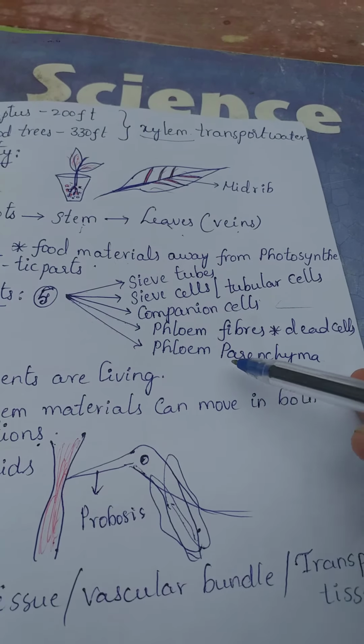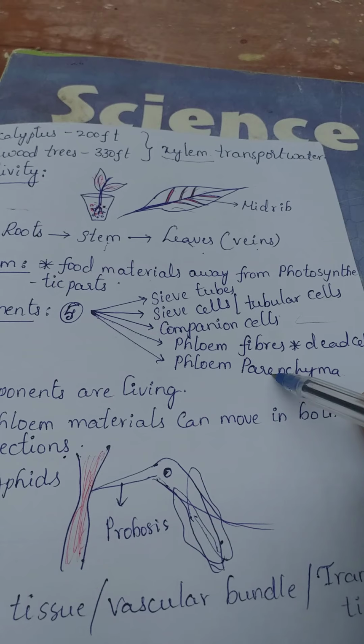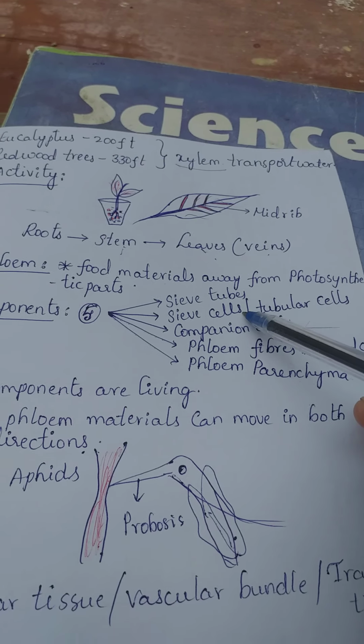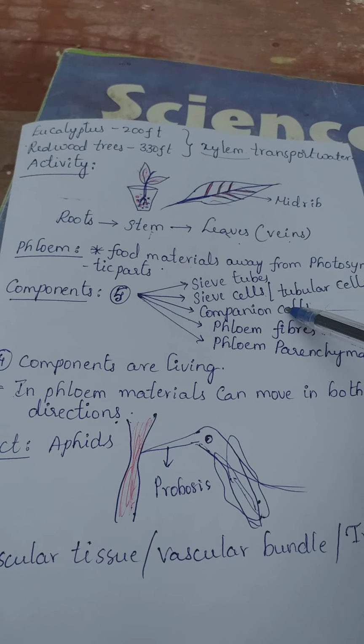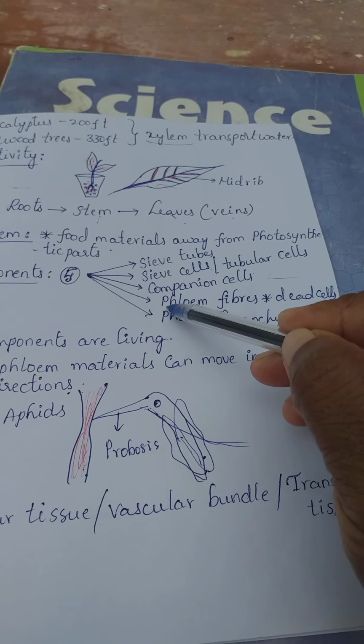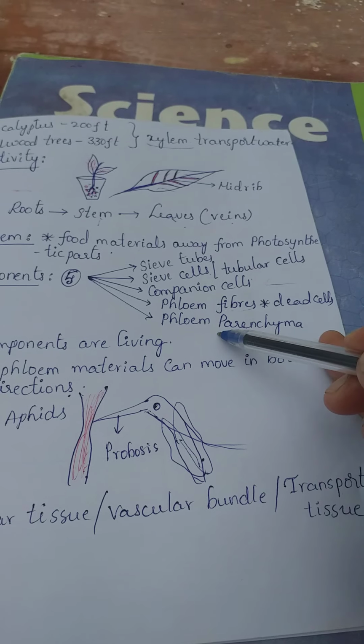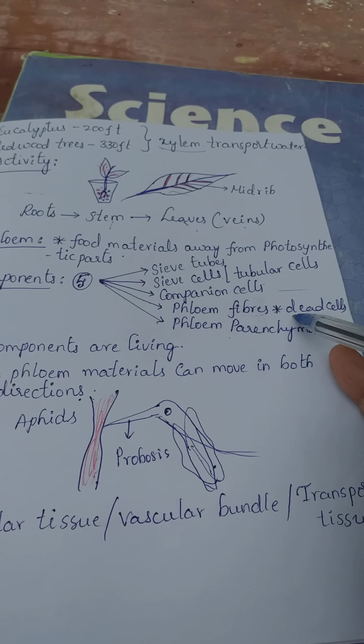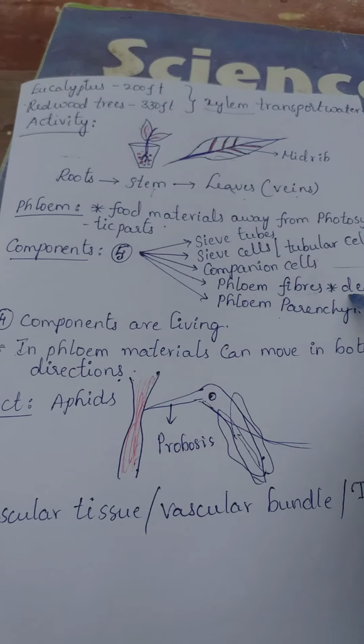So here: sieve tubes, sieve cells, companion cells, phloem fibers and phloem parenchyma. Except phloem fibers, all are living cells only. Phloem fibers give support as they are made up of dead cells.